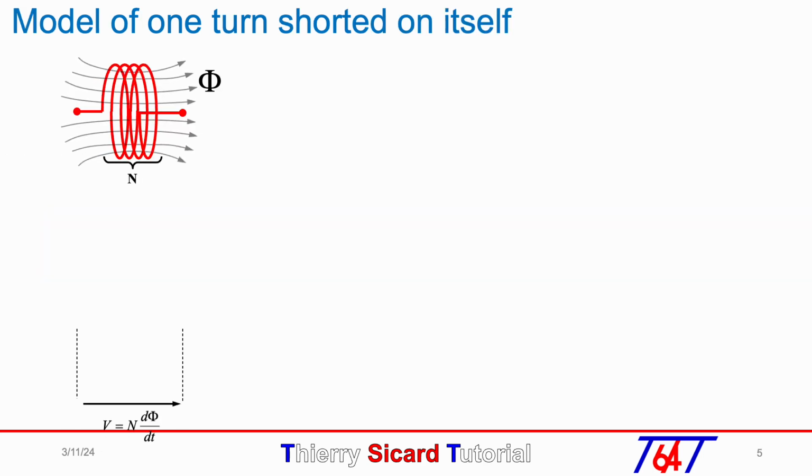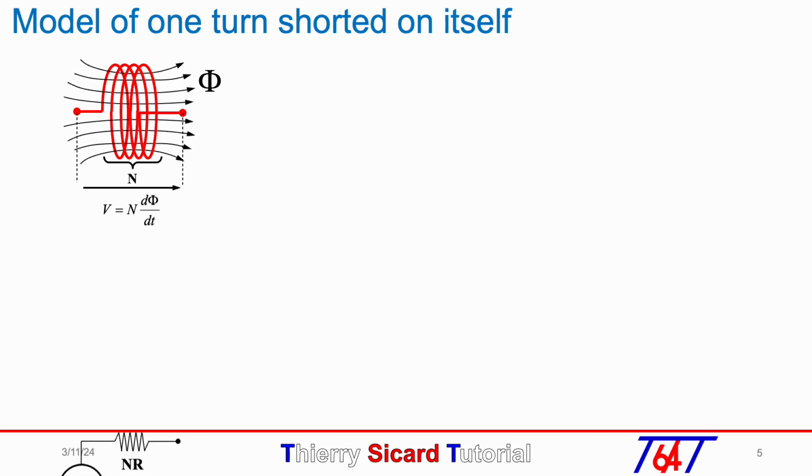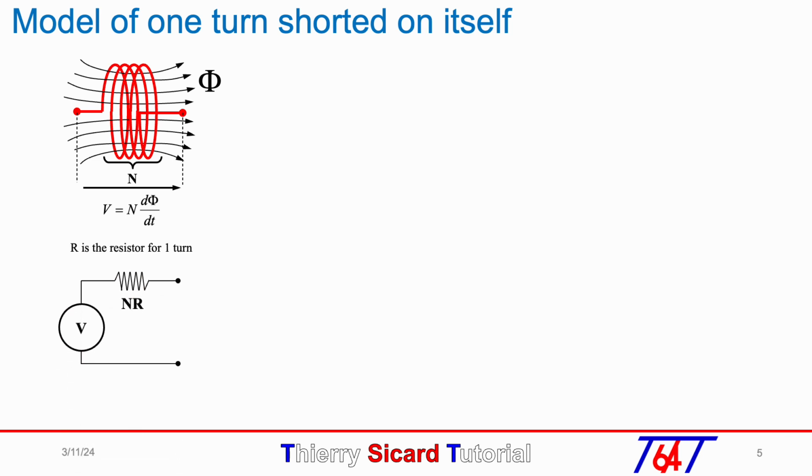When an N-turn coil sees a magnetic flux variation, the voltage across the coil is V equal N times d phi over dt. In the general case, the model of the N-turn coil is a voltage source V in series with N times the one-turn resistance R. This can be called a macro model. Now, of course, if N equals 1, the model becomes a voltage source V equal d phi over dt in series with a resistance R for one turn.